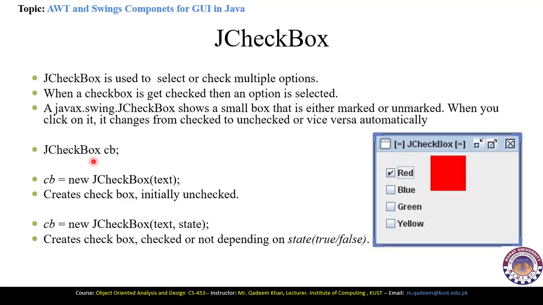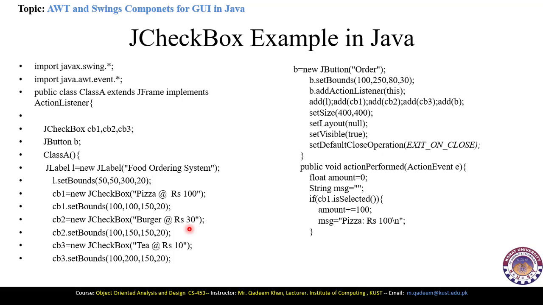First you have to declare the object of the JCheckBox like the radio buttons, then you have to define it, and inside of that you can pass the text. Also you can pass the text as well as the state. If you have not passed the state here, it will be unchecked by default. If you have passed the state as well as the text, it will depend on the state of the object. The state may be either true or false here. Now these are the examples here.